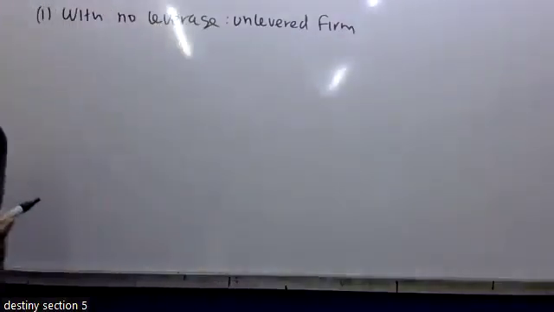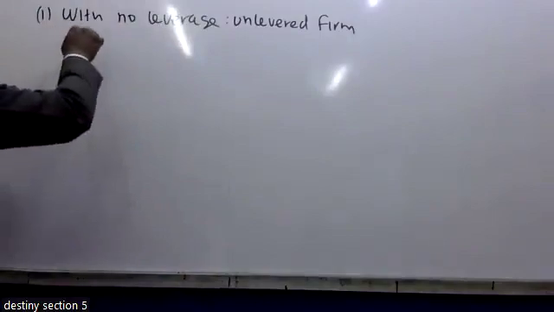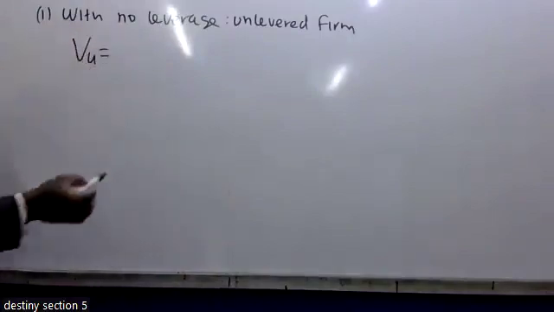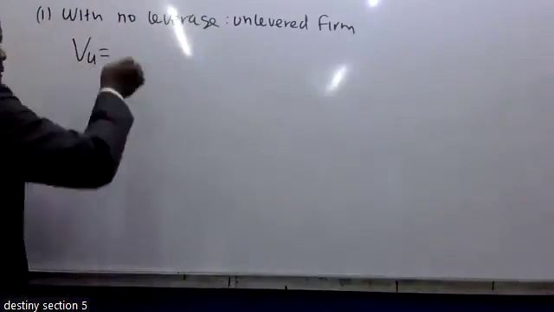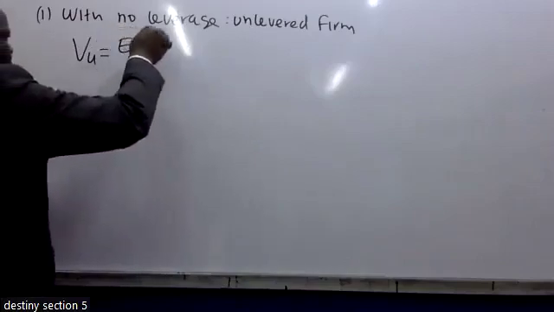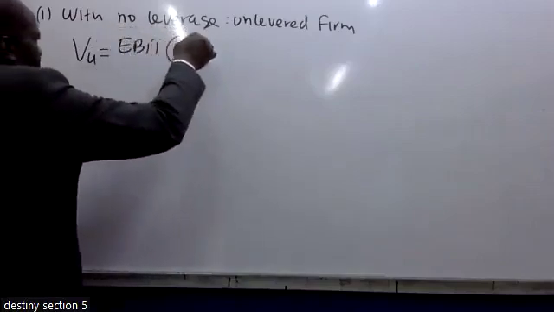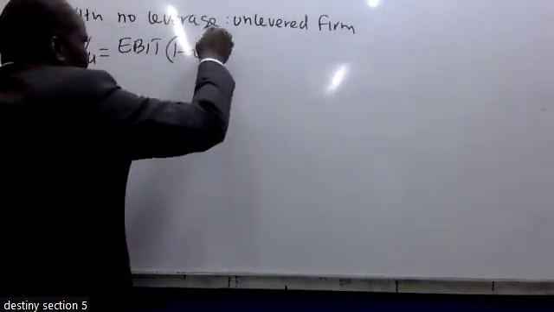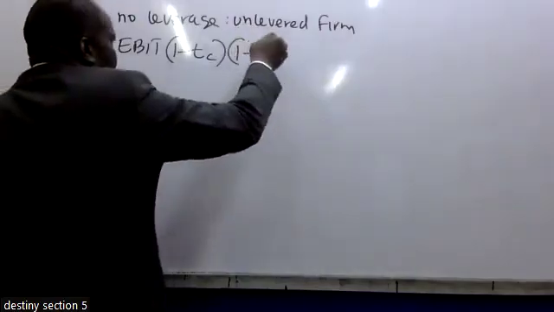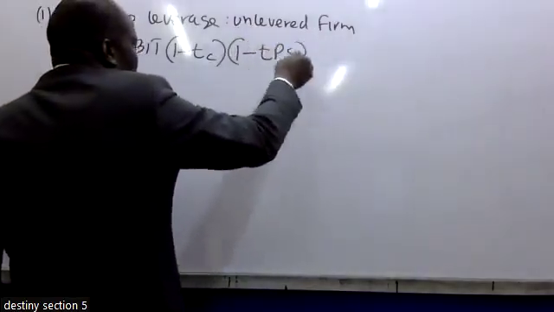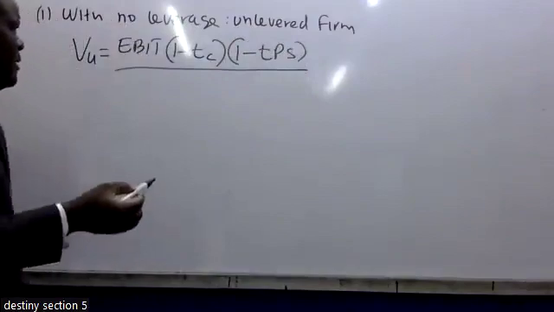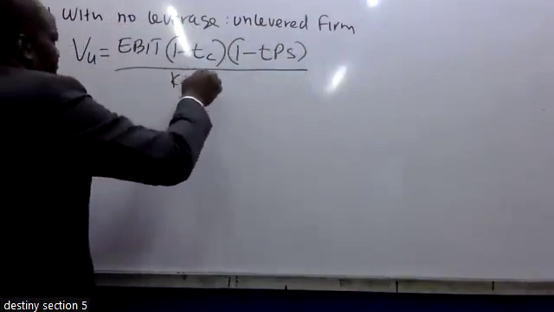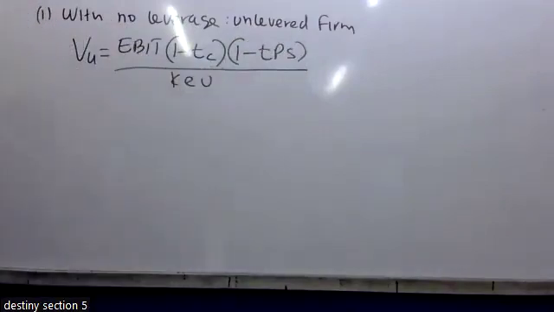So the value for the unlevered firm is supposed to be given by earnings before interest and tax, times 1 minus the corporate tax, times 1 minus the personal tax rate on the common stock income, then we divide by KEU.